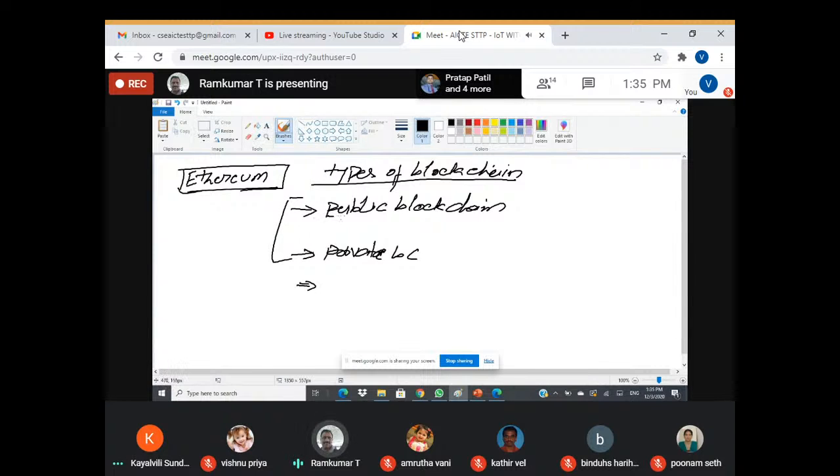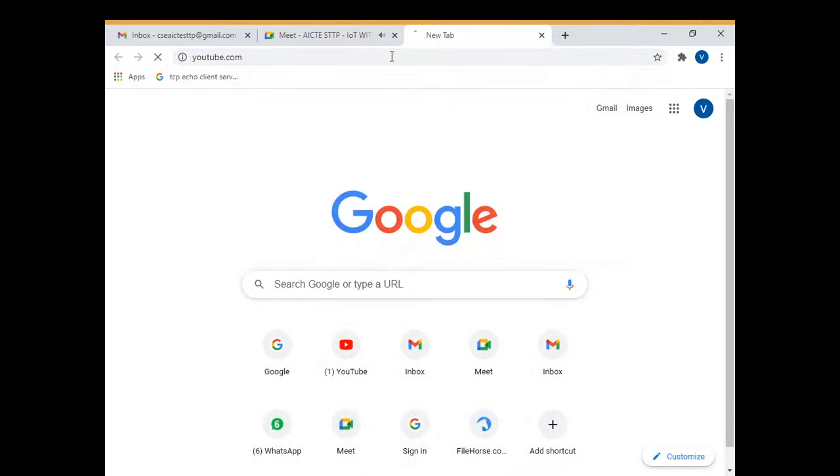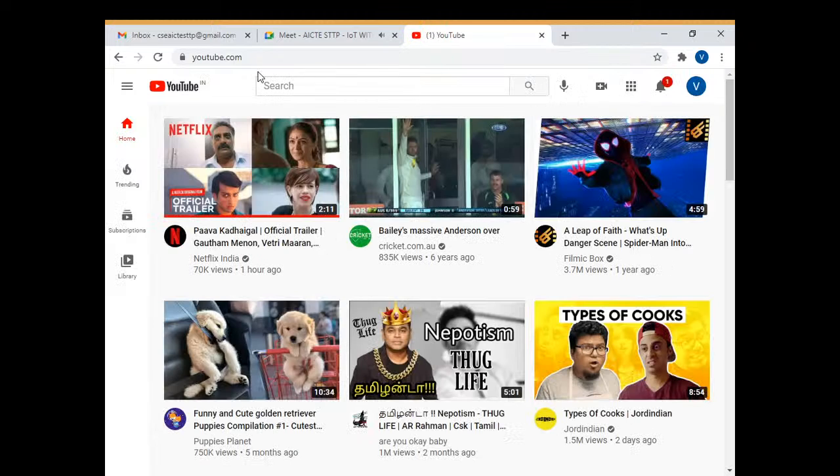One is a public blockchain, whereas the other is the private blockchain. What is the meaning of public blockchain? The public blockchain means that whenever a node wants to join the blockchain network, there is no need to take any permission from anyone. That is a public blockchain.